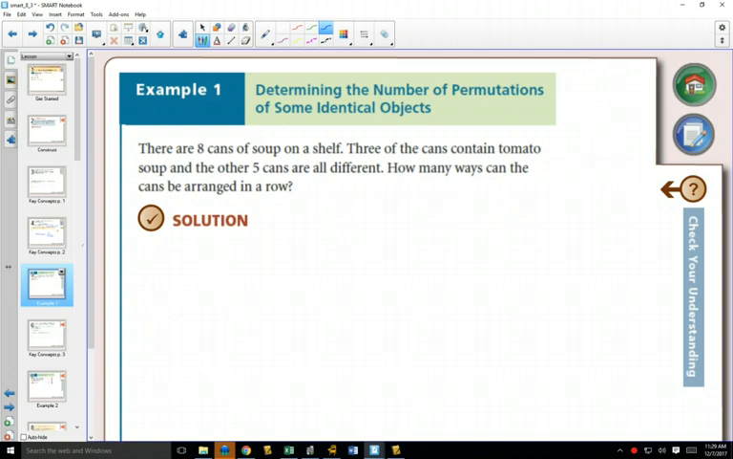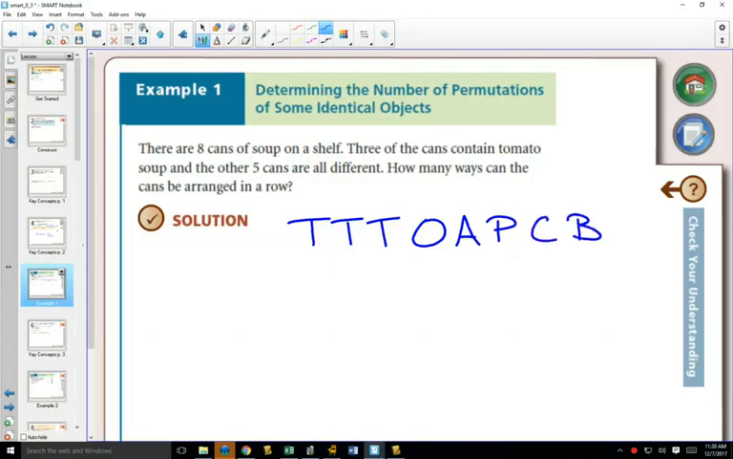In fact, we could write this as a word. 3 cans of tomato soup could be TTT for tomato soup, tomato soup, tomato soup. The other 5 are different. So what other soups do we have? What's the O stand for? Octopus soup, okay, good. Apple soup, love my apple soup. Pineapple soup, 2 more. Chocolate soup and broccoli soup. Right.